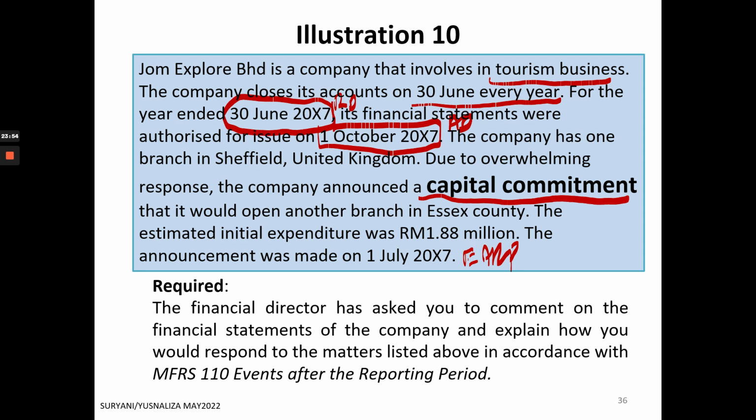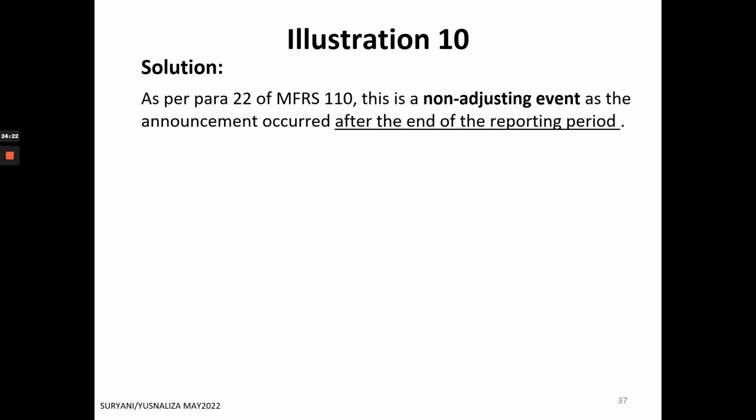You are being required by the financial director of the company to comment on the financial statements: whether you need to adjust the financial statements, or just disclose notes regarding the event. And why do you need to adjust? Explain that in accordance with MFRS 110, and whether it is also in line with other standards. The answer here is according to paragraph 22 of MFRS 110.